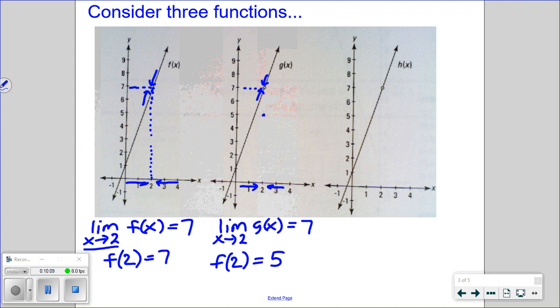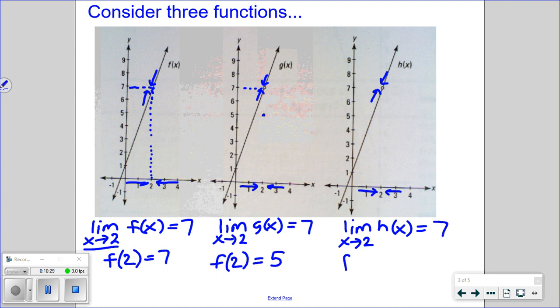Okay, let's look at the third graph, which is h of x. And again, we'll do the same thing. We'll find the limit as x approaches 2 of h of x. And so again, if we're approaching 2 from both directions and we go up to our graph, we can tell that y is approaching 7 again.